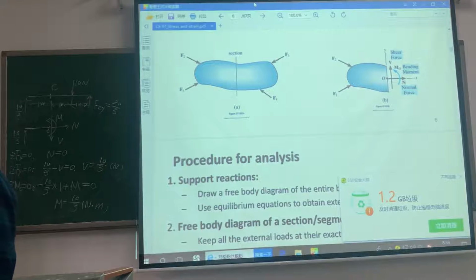It's a summation of the forces in the vertical direction. Just the one force.